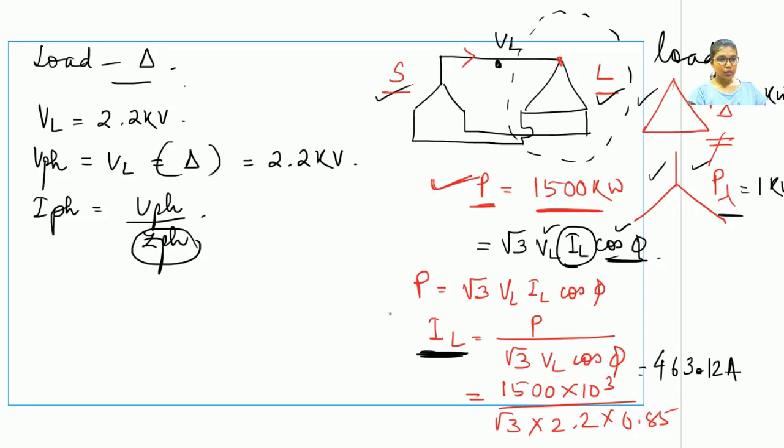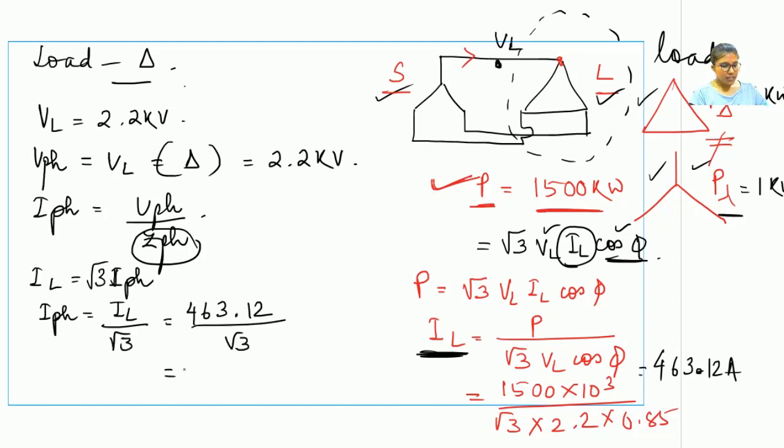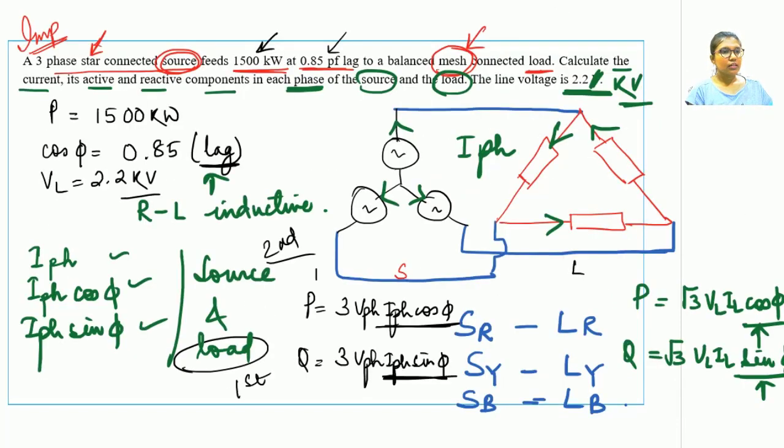amps. Now once the value of IL is known, can one figure out the value of I phase? The load is delta connected, so the relationship between IL and I phase is IL is root 3 times I phase. So I phase will be IL upon root 3. I phase comes out to be 267.38 amps. So with this, we have solved the first bit, which is computing the I phase for the load side.